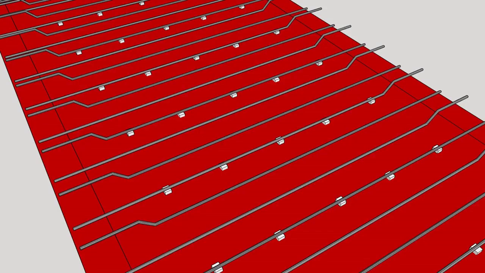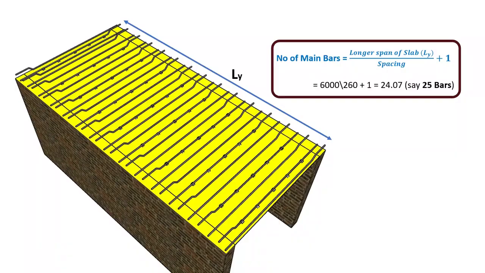First of all, let's do the calculation for main bars. The number of main bars is given by longer span of slab upon spacing plus 1. Longer span of slab is given as 6000 mm. Spacing of main bars is 260 mm. On substituting these values, the number of main bars will be equal to 24.07, say 25 bars.